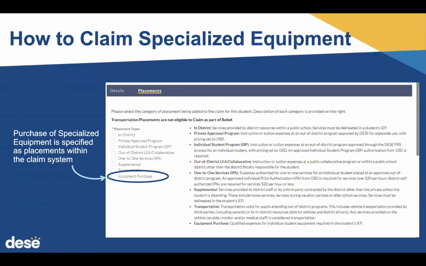As shown on this slide, specialized equipment is one of 8 categories of placements available in the online claiming system. You would choose equipment purchase from the placement types list on the left side of the screen. On the right side of the screen, you will see a general definition of specialized equipment costs that can be claimed.